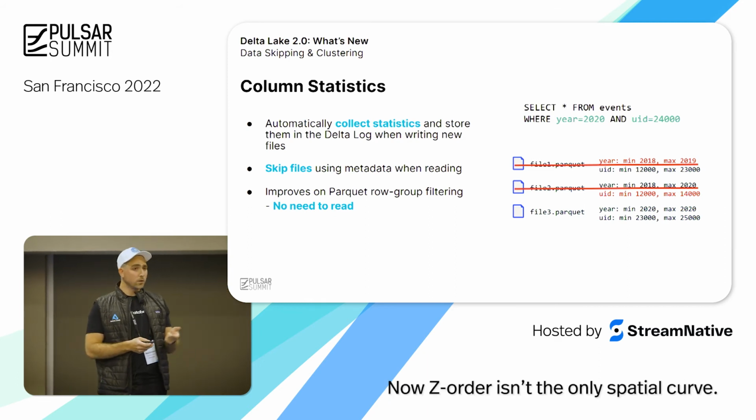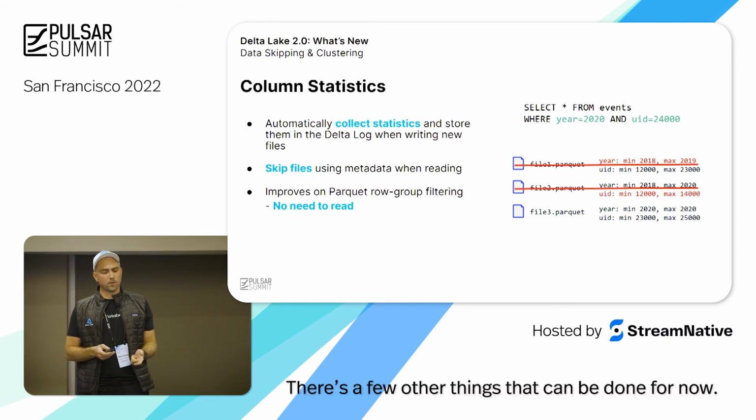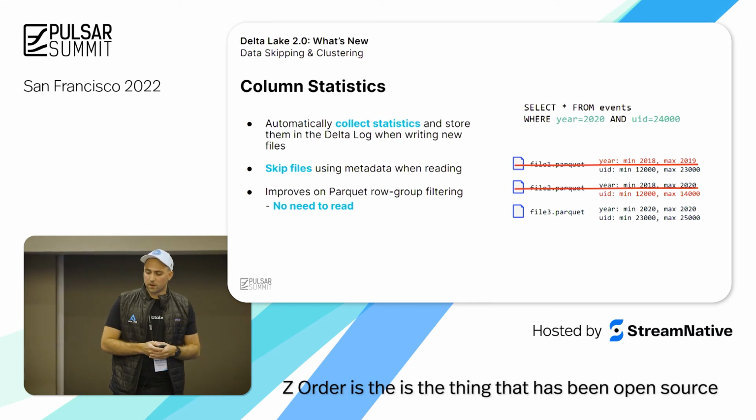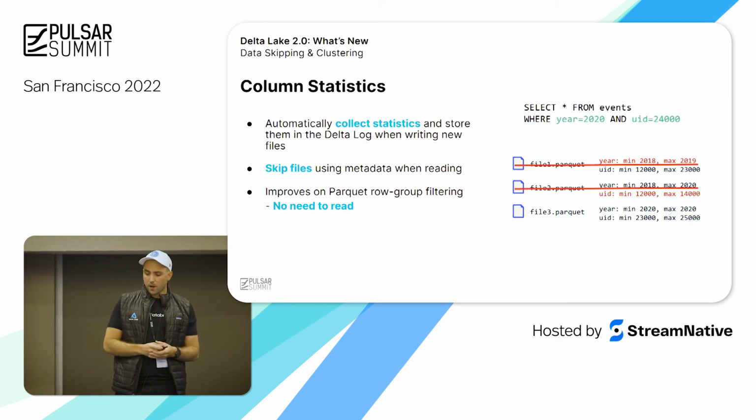Now, z-order isn't the only spatial curve. There's Hilbert curves, KD trees. There's a few other things that can be done. For now, z-order is the thing that has been open source, and it provides kind of a framework for implementing other spatial curves within Delta.